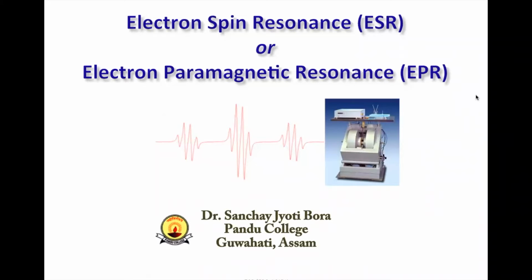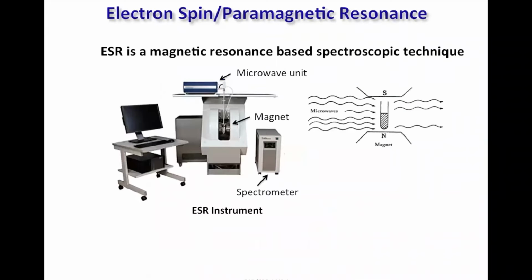Electron spin resonance, or electron paramagnetic resonance. Like NMR, ESR is also a magnetic resonance based spectroscopic technique. The basic difference is that in NMR, nuclear spin resonance occurs, but in ESR, it is the unpaired electron resonance that is taking place.